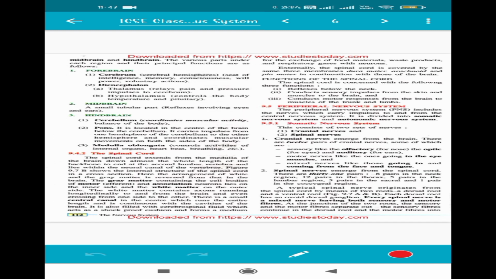So what are the important functions of the spinal cord? We are going to learn. Whatever reflex happens below our neck, like we are able to move our hand or our leg, whatever happens below our neck region, is controlled by the spinal cord itself. It conducts sensory impulses from the skin and muscles to the brain, and it also conducts motor responses from the brain to the muscles of the trunk and the limbs.